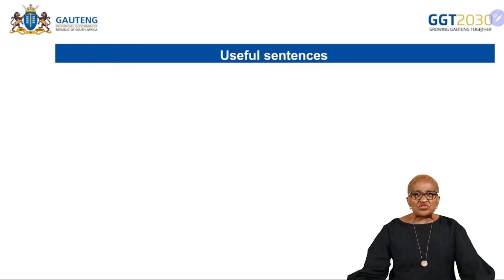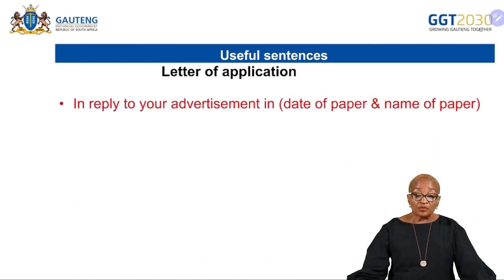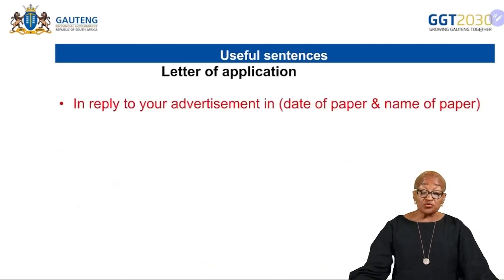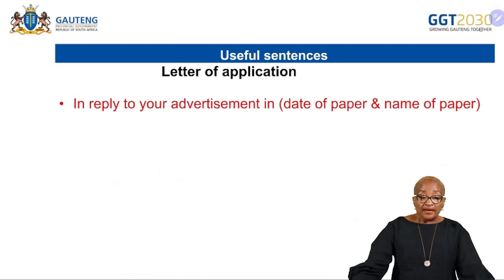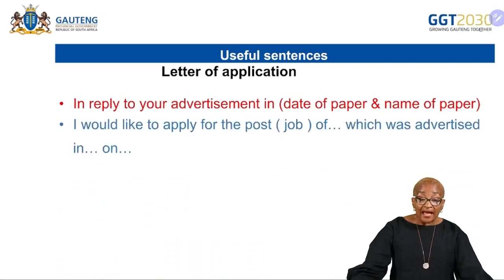Then we have useful sentences, which one can use when you write a letter of application. These are some of the few sentences that you can use. In reply to your advertisement, in the date and the name of the paper should be included there. I would like to apply for the post, which was advertised in Sowetan on this day. It could be the 23rd of August, 2019.